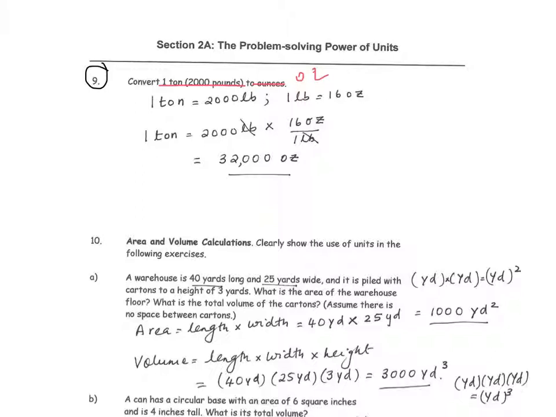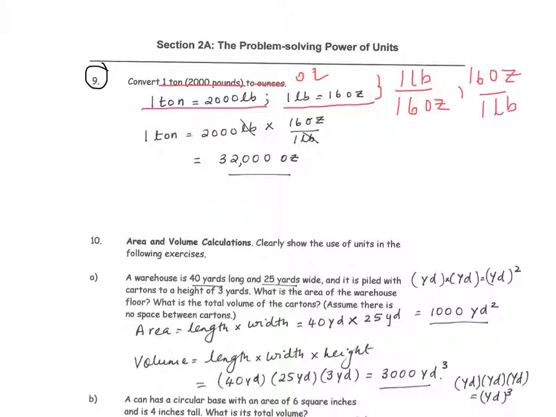OZ. So let's look at the equations that we know. 1 ton equals 2000 pounds and 1 pound is equal to 16 ounces. So from this equation, we can think of two fractions. 1 pound over 16 ounces and the other fraction is 16 ounces over 1 pound.